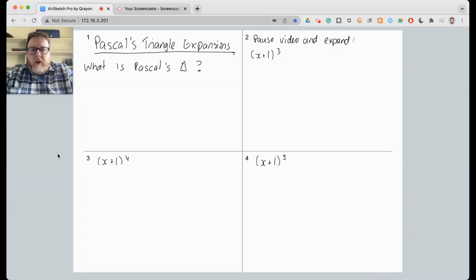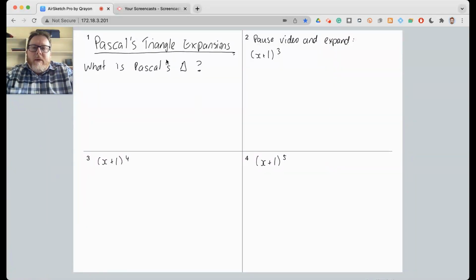Hi there. In this video, we're going to continue looking at expansion work, and we're looking at a very specific kind of expansion called Pascal's triangle expansions. They deal with expansions like the perfect squares we saw before, where we had two things in a binomial expression raised to the power of two. Well, we're going to do what we can to raise bigger and bigger powers, like power of three, power of four, power of five, and so on.